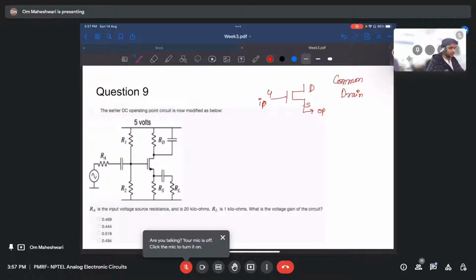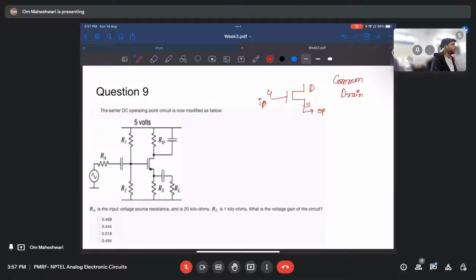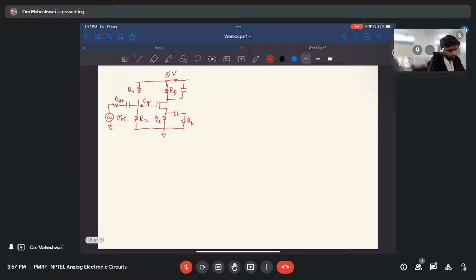So sir has discussed this heavily in the first lecture of this week. So I'll do this one very quickly since we have very less time. Okay, so again, we need to first find the voltage here, VG. VG equals R1 parallel R2 divided by R1 parallel R2 plus RA, dot V in.